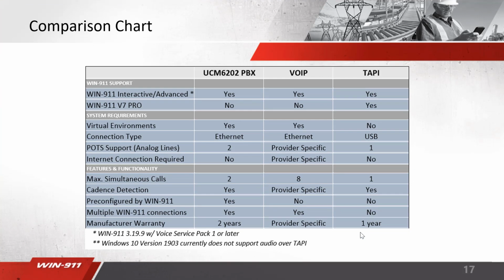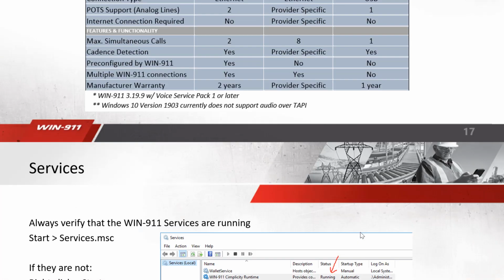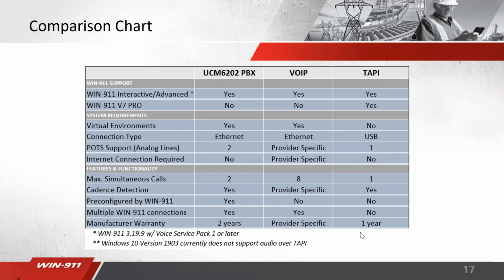Okay, quick comparison chart to wrap this up here. So you have the UCM 6202, that's the Grandstream device, on the left, VoIP in the middle, Tappy on the right. So obviously the new software has the capability of doing all three of these. The old V7 can't use Grandstream, can't use VoIP, it was not available, but you can use a Tappy device. Virtual environments, you can with the Grandstream, of course with the VoIP, and Tappy you cannot because it needs to have that physical device connected to it, USB or a serial port. Connection types: Ethernet for the Grandstream and the VoIP, and USB or serial for Tappy.